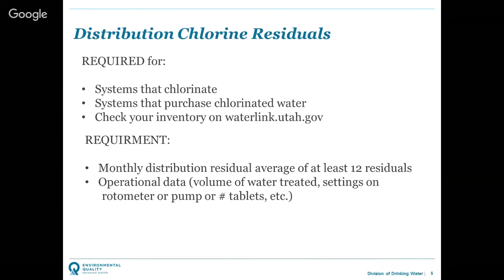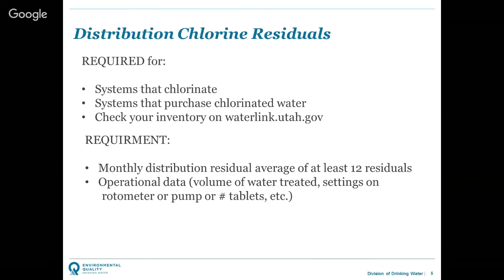minimum of 12 residuals. Now, if you take routine coliform samples and you're a chlorinating system or you purchase chlorinated water, then those coliform samples should have a chlorine residual along with them. You can count those residuals towards this total minimum of 12. But let's say you're a large system and you take 40 coliform samples per month and you've got 40 residuals from those coliform samples, you can use those residuals to fulfill this requirement.